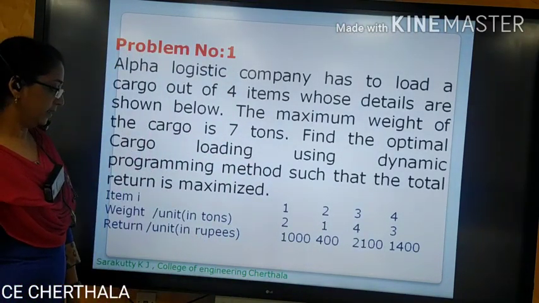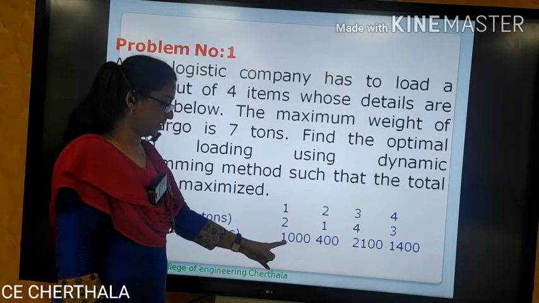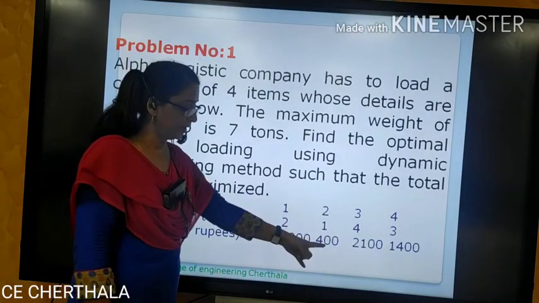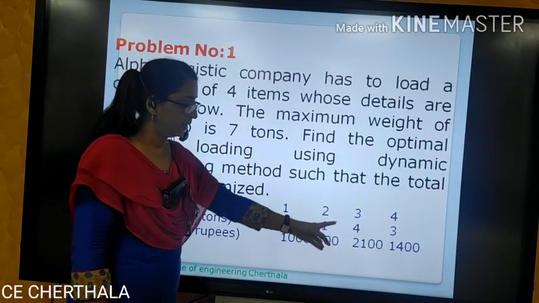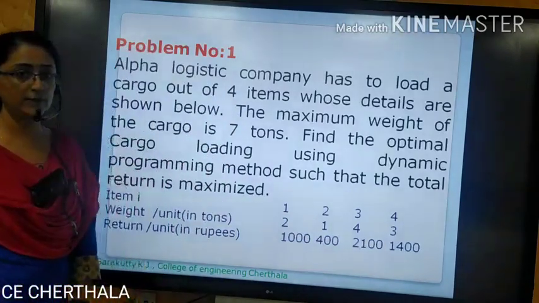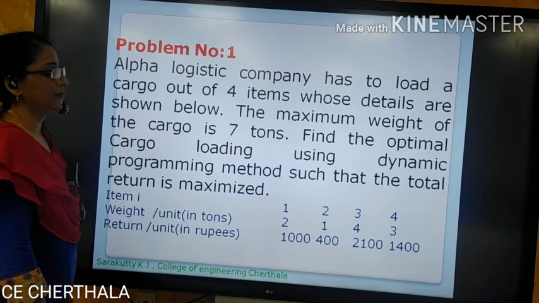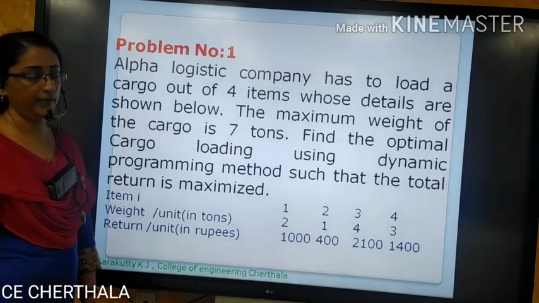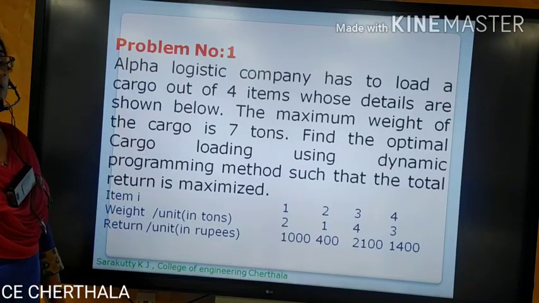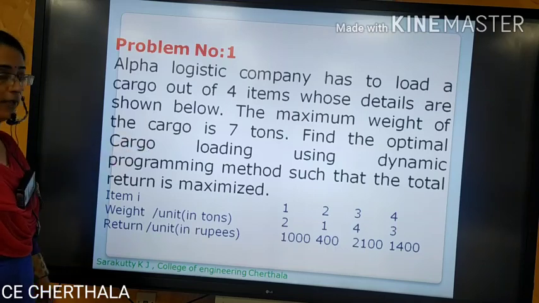And the return of each item: for the first item the return is rupees 1000 per unit. For the second item the return is rupees 4000. Third item rupees 2100, and fourth item rupees 1400. Now the solution starts with, first we have to find the different possible alternatives of each item. Here we are doing this problem by dynamic programming method.